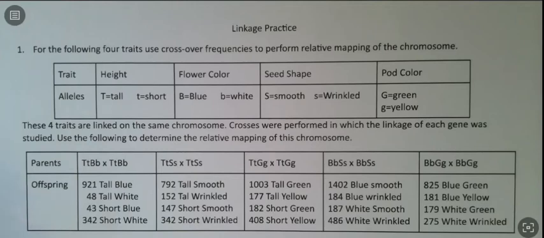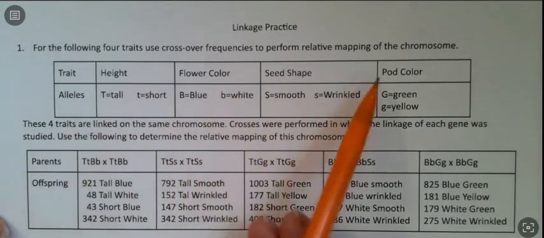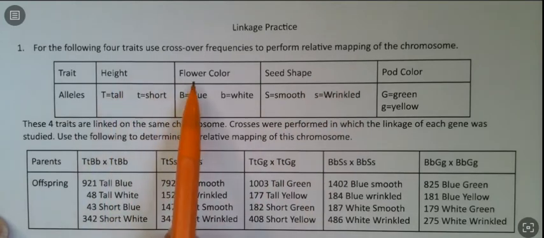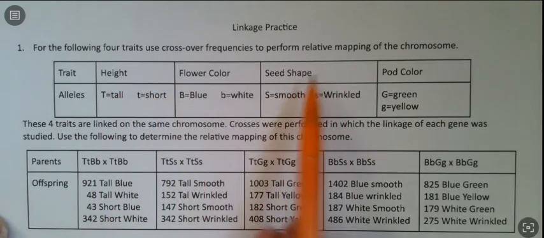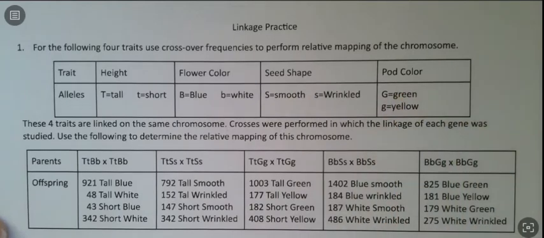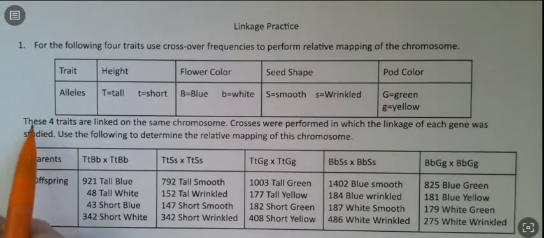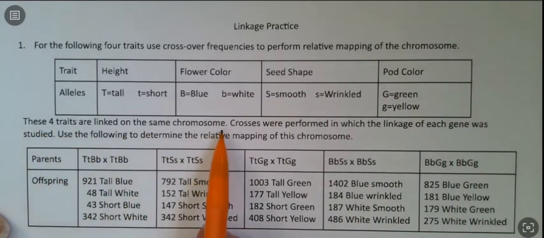Time for linkage practice. We talked about linked genes and how one piece of chromosome can have multiple genes upon it, and that means they are linked together. We call them linked. Here we're looking at pea plants and four different traits: height, flower color, seed shape, and pod color. These four traits are linked on the same chromosome.